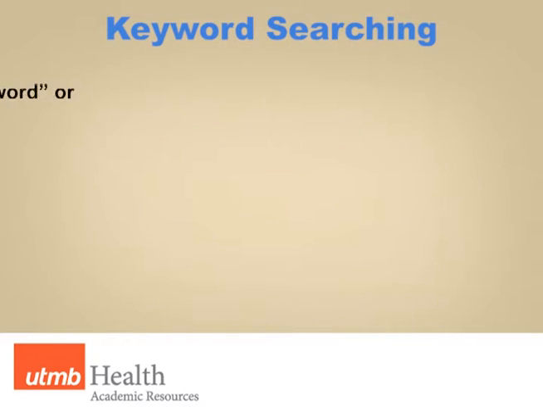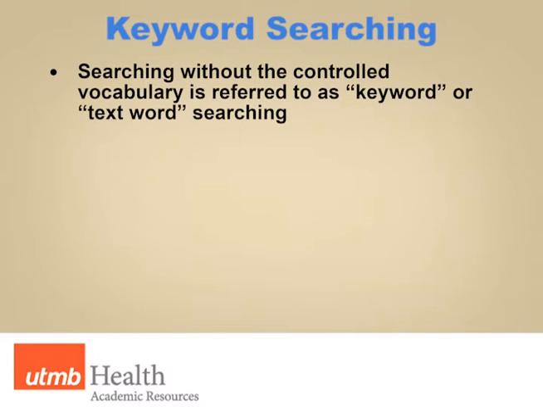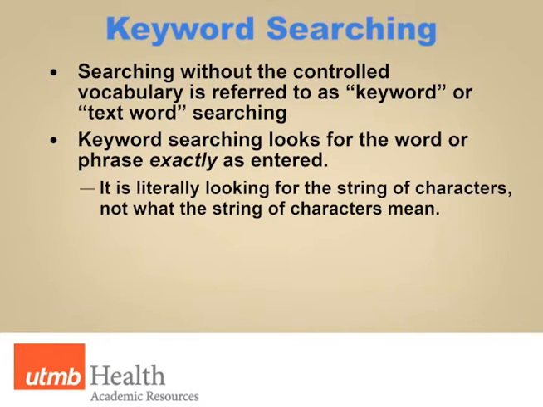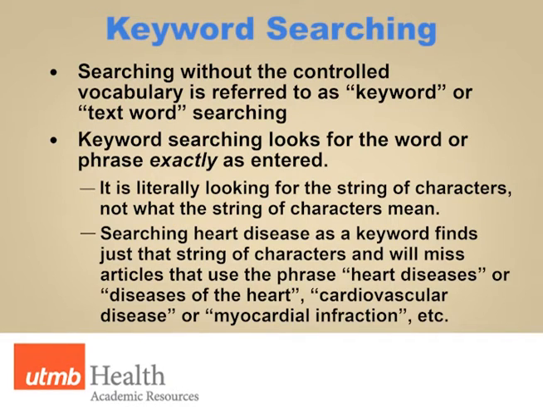Keyword searching. Searching without the control vocabulary is referred to as keyword or text word searching. Keyword searching looks for the word or phrase exactly as entered. It is literally looking for the string of characters, not what the string of characters mean. Searching heart disease as a keyword finds just that string of characters and will miss articles that use the phrase heart diseases or diseases of the heart, cardiovascular disease, myocardial infarction, or any other specific kind of heart disease.